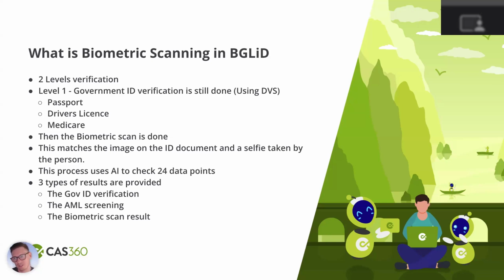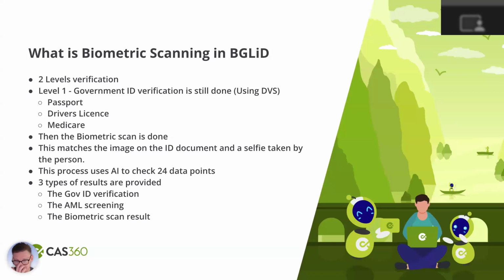So the BGLiD biometric scan, at its first level, will still verify the ID document with the DVS or the DIA in New Zealand. So it will verify the ID document with the issuer, so you will know that it is a legitimately issued ID document. Okay, so that's step one, and that's obviously part of BGLiD since day one. And then we have added a biometric scan on top of that.